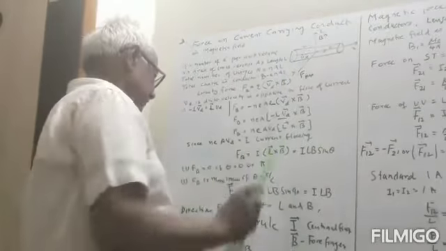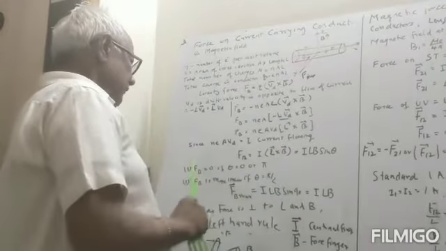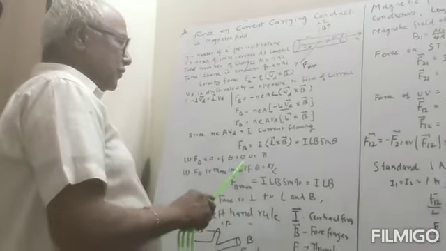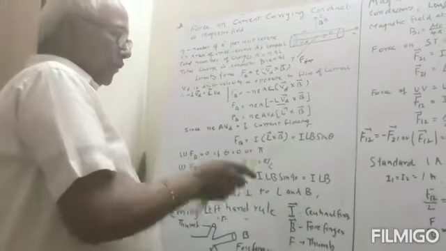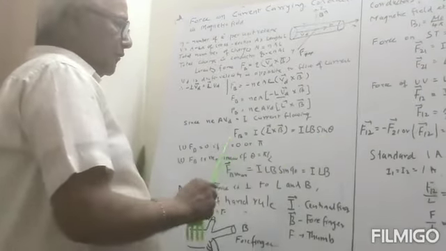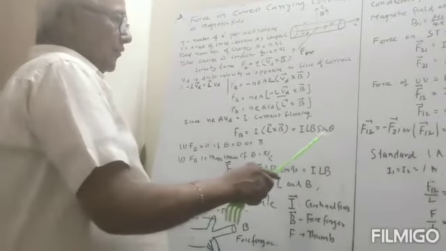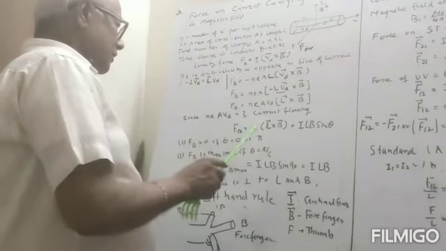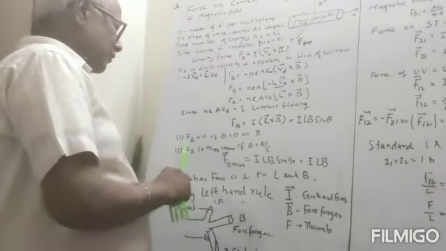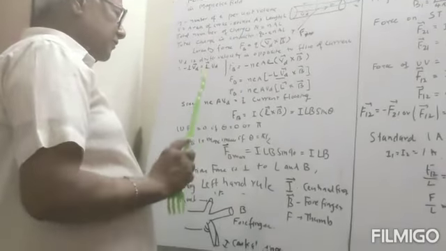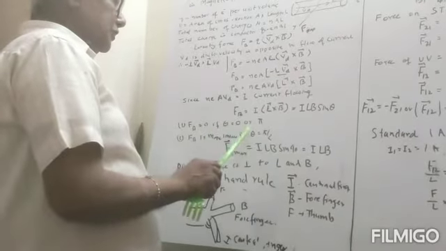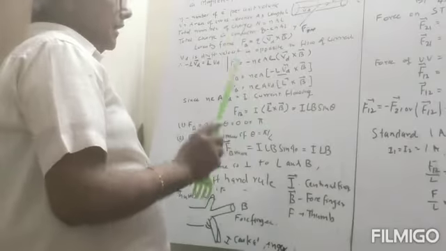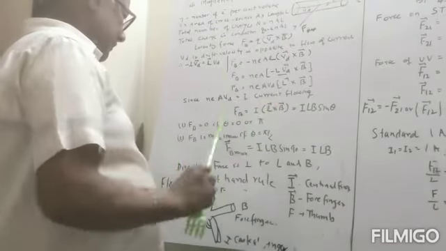In this case, Fb will be equal to 0 if theta is equal to 0 or pi. When theta is equal to 0, sin 0 is equal to 0, so Fb will be equal to 0. When theta is equal to pi, sin pi is equal to 0. So the force will be equal to 0 if theta is equal to 0 or pi. Theta is the angle between L and B.